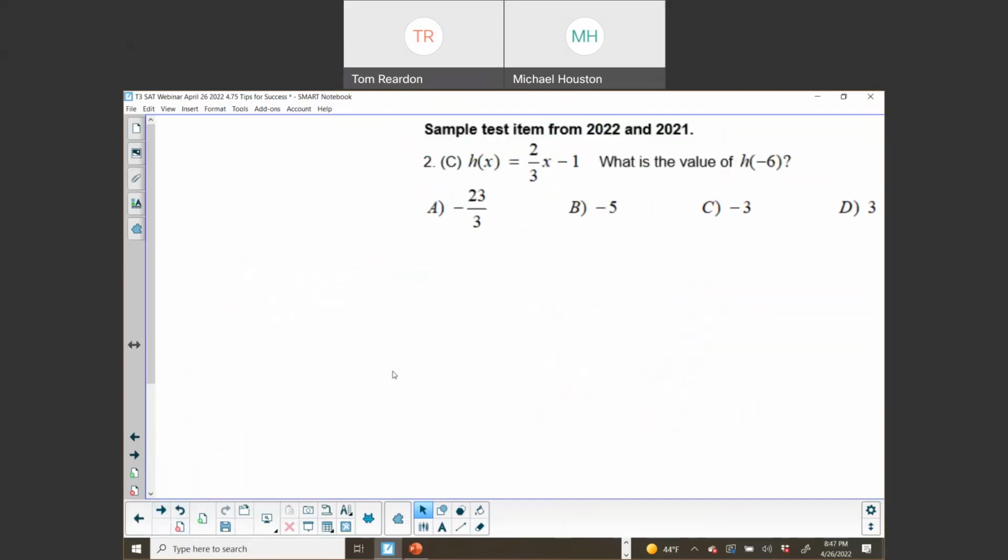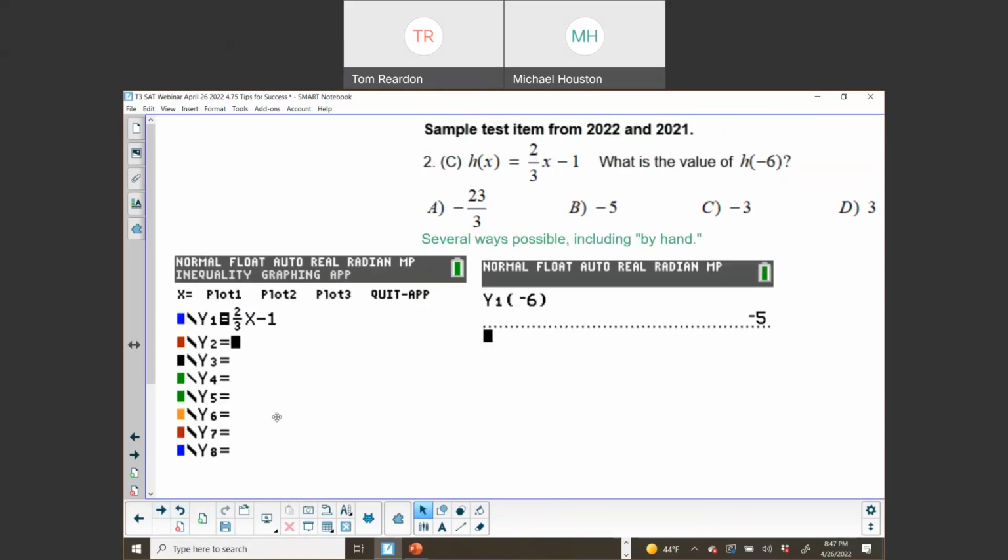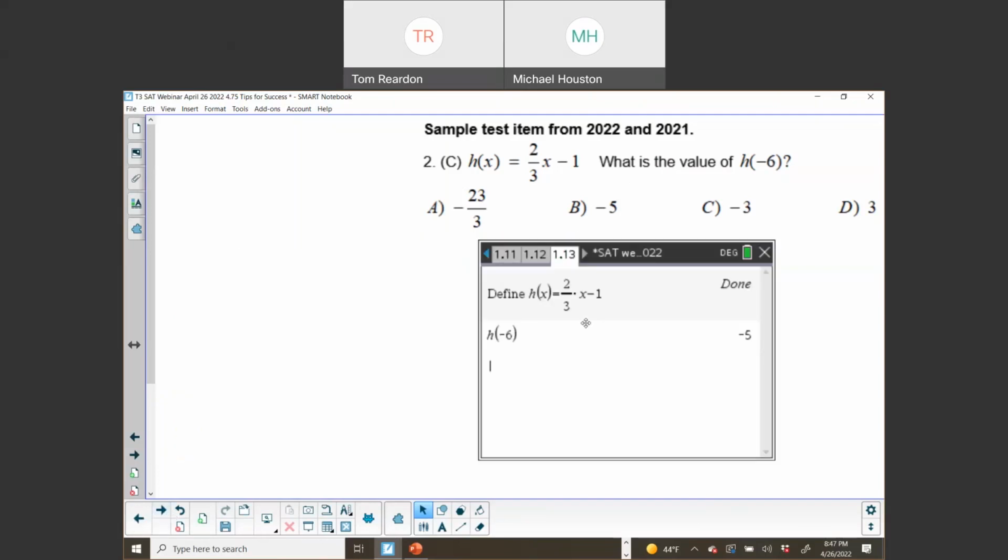Okay. So test items from 20 and 22. Let me see where we are. I'm going to probably be skipping around and showing more ideas than doing them, so I want you to see them. Okay. So the value of this function, there are many ways to do this. My favorite probably would be to just do y1 at -6. On the Nspire, though, what I like is that you can define a function, as I said before, just as you see it, and then do h at -6 just as you see it. So I do like that part on Nspire.